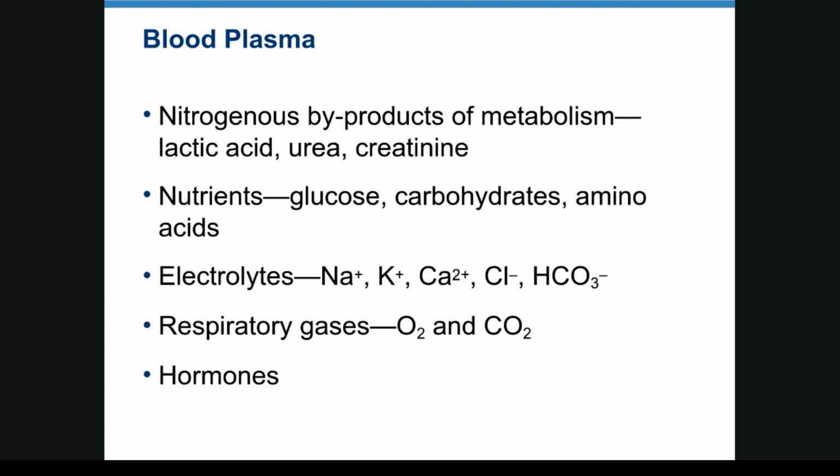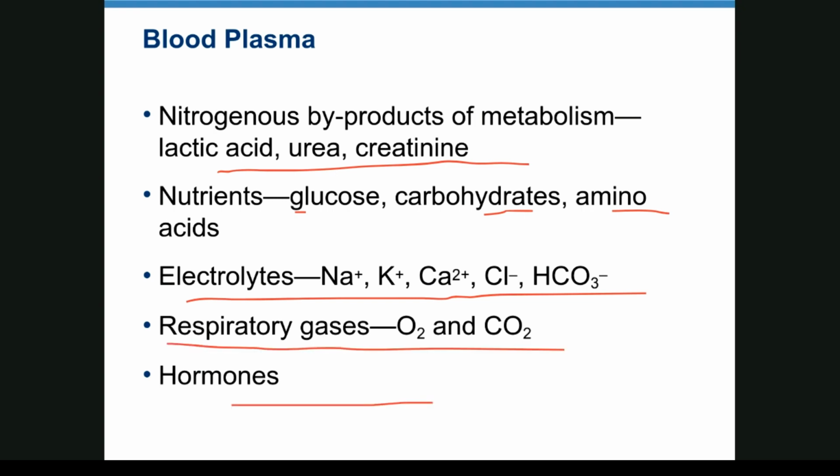Also, blood plasma carries nitrogenous byproducts of metabolism. And when we say nitrogenous, we're generally thinking about protein metabolism. It also contains lactic acid, urea, creatinine, uric acid, and many waste products, as well as nutrients: glucose, carbs, amino acids, and electrolytes: sodium, potassium, calcium, chloride, bicarb, all of which have to be at exactly correct levels. Respiratory gases are transported, hormones are transported.